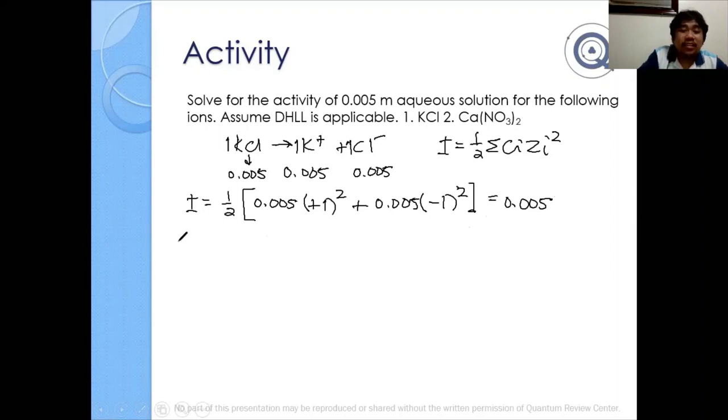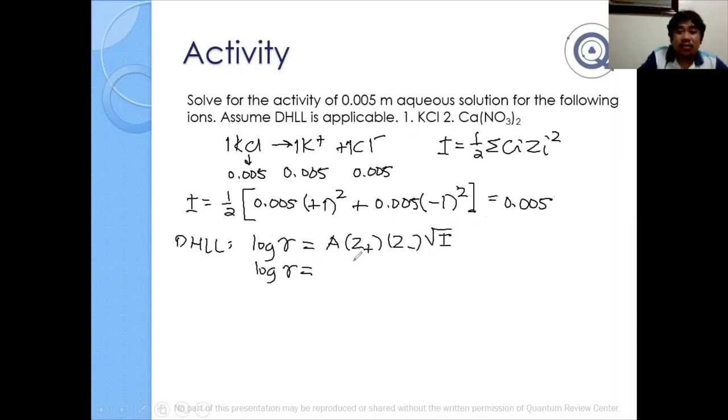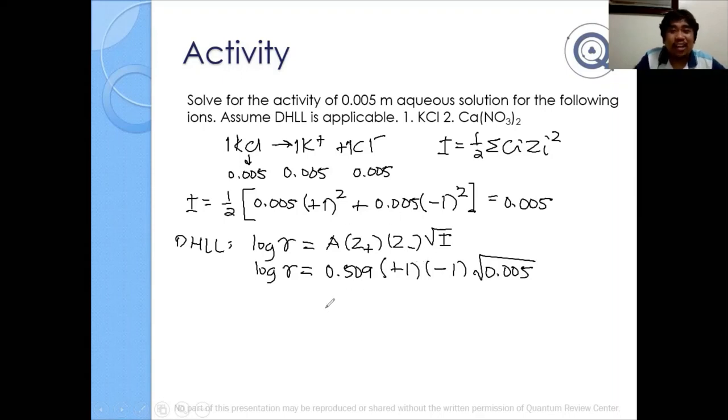We can now proceed in the DHLL. So the Debye-Hückel limiting law, log of gamma is equal to A Z plus Z minus square root of I. That's the formula. So log of gamma is equal to, ang A natin is 0.509 if you remember, for water. Z plus, the charge is positive 1. The charge of the anion is negative 1, times the square root of 0.005. Don't mind the units, hayaan nyo na. Yung units dyan, baka lang malito kayo. So, your gamma, pwede nyo nang i-shift solve to. You can just apply shift solve function here para makuha nyo yung gamma.